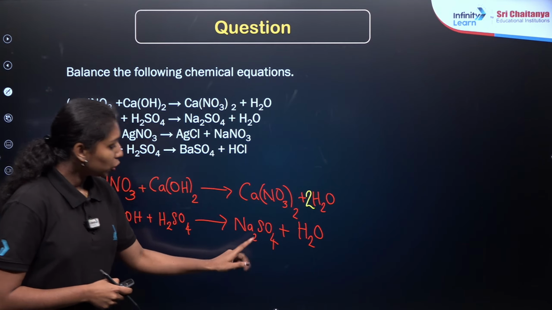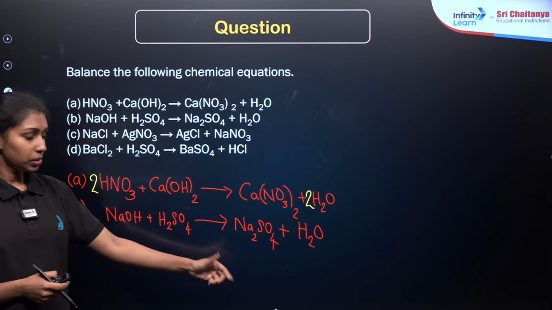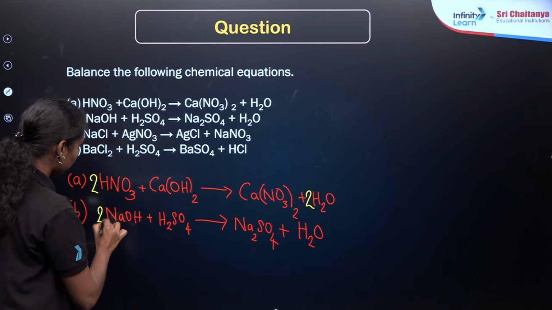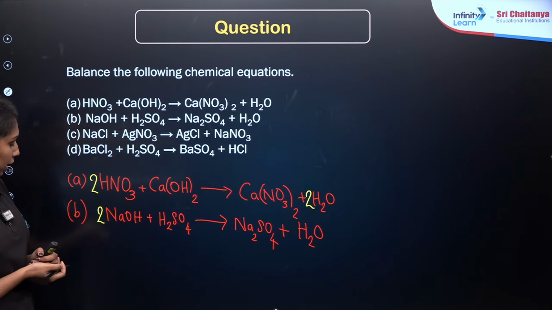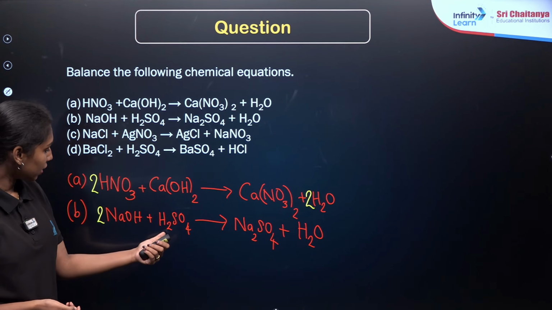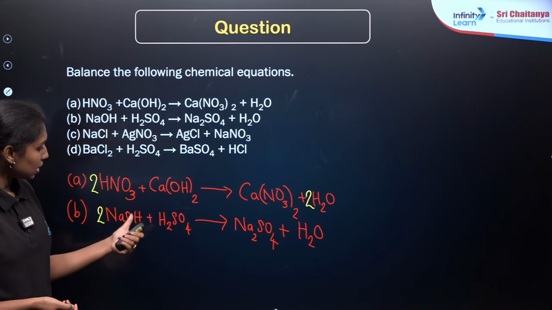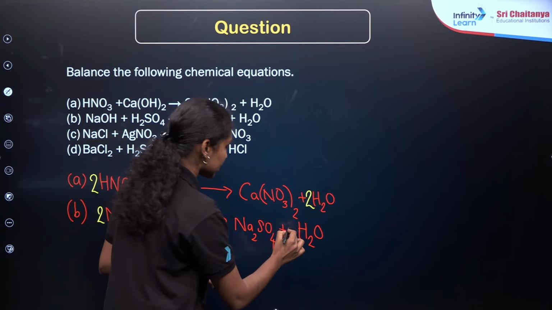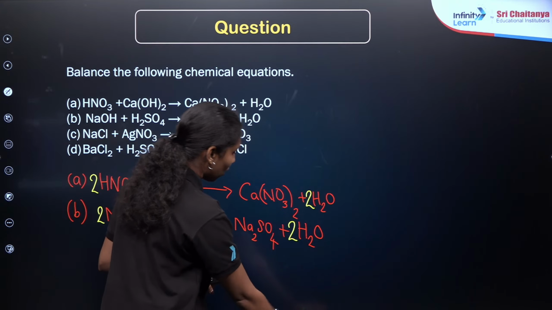In the product part, 2 sodium is present, right? But in the reactant part there is only 1 sodium, so I am multiplying with the number 2. Now sodium is balanced, sulfate is already balanced. Then what about hydrogen? Here it is 2 hydrogen plus 2 hydrogen, 4 hydrogen is present, right? So in order to balance the hydrogen atoms, I am multiplying 2 with the water molecule.